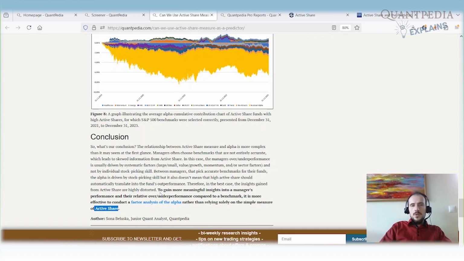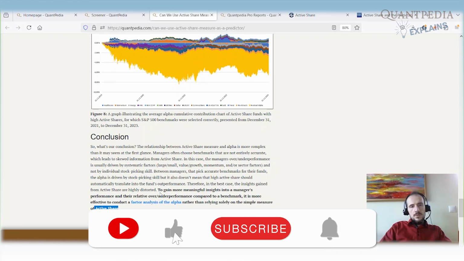If you are a wealth manager, or a portfolio manager who is managing a fund of funds, really take a look at the factor analysis. You will learn a lot. And do not rely on simple measures like active share, or Morningstar ratings and stuff like that.